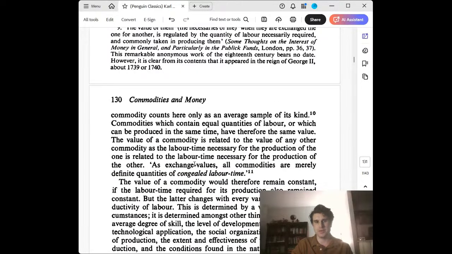As exchange values, all commodities are merely definite quantities of congealed labor time, right? So 1,000 pencils can be made using the same amount of labor time as 2 boots, allegedly, right? That's the example. And so the labor time that's been congealed into those 1,000 pencils is the same amount as those 2 boots in this example. And so that's the definite quantity.